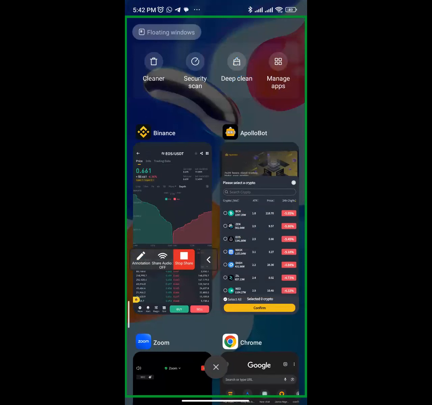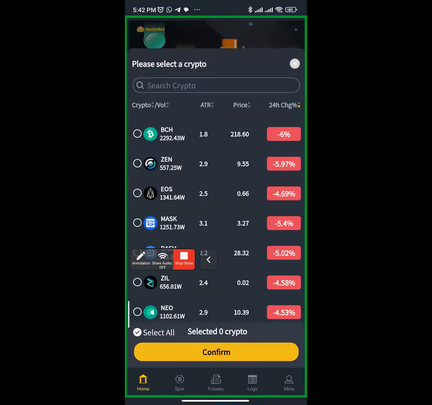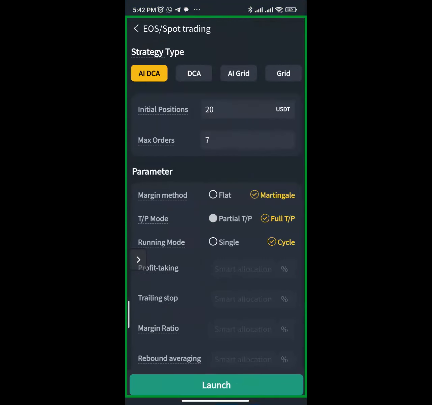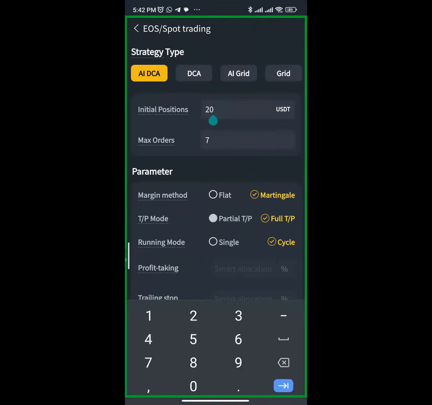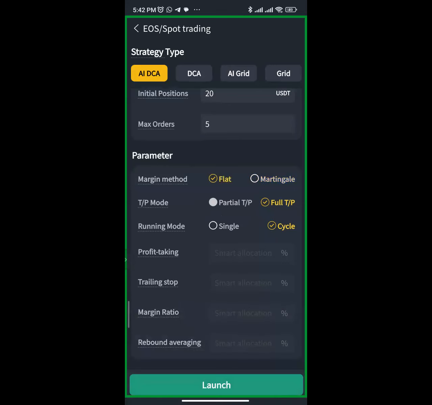So if I'm going to trade that coin, this is what I do. I come here, I pick EOS. All right. I tap on confirm with my $100 or my $200. So I come here, I put 20. Of course, it's good. I leave it on 7. If I have $200, probably I leave it on 7, or I do 5, leave it on 5. Then I come here, I put flat. Then I put it on single. Sorry, this is a DCA system. Okay, I put it on flat, I put on single.